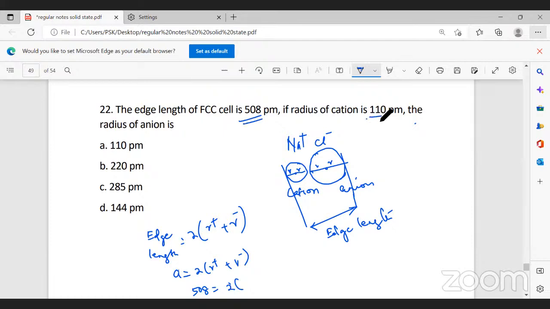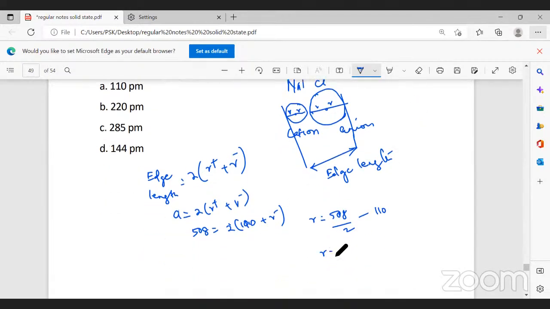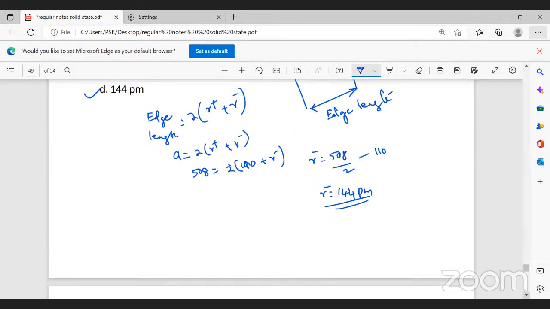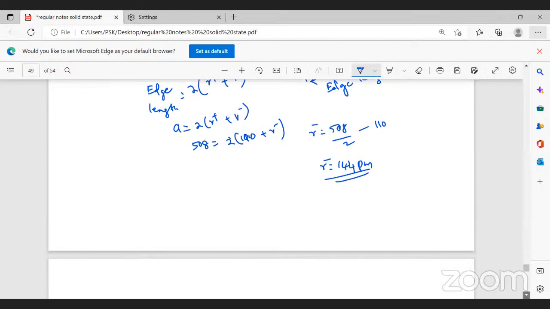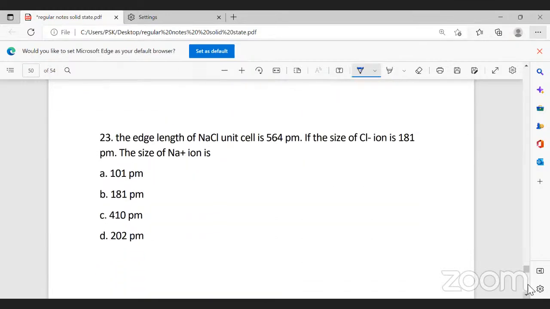So on solving, what will you get? Radius will be equal to 508 divided by 2 minus 110. This is simple mathematics. So 508 divided by 2 minus 110 will give you 144 picometers. So the radius of the anion will be equal to 144 picometers. Did you understand why I took 2 into R plus plus R minus? Because I drew the crystal here. Did you follow this? Yes, sir.